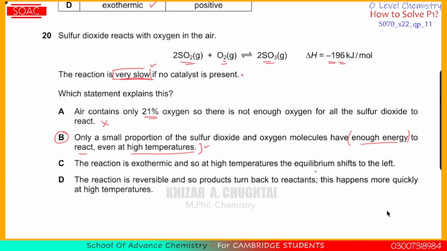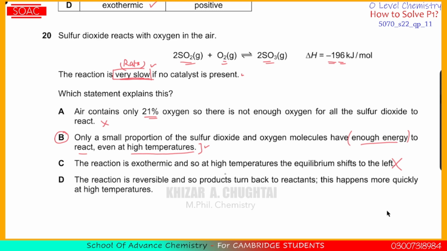So high temperature shifts the equilibrium towards the left. No, this question is not dealing with the equilibrium shifting. This question is about the rate of reaction. This question is not about the yield, so C is incorrect.